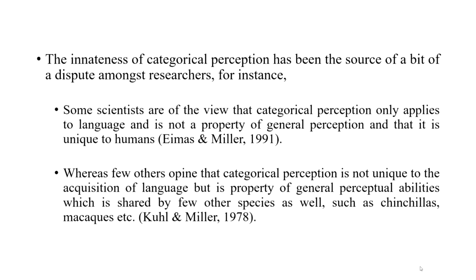But a lot of literature actually suggests the contrary, which brings me to the second point, which is that a lot of researchers also opine that categorical perception is not really unique to the acquisition of language. It is a property of the general auditory perception system, and is shared by a few other species as well. For example, the Japanese quail, the chinchillas and macaques even have this capability of being able to distinguish between phoneme categories, and at very early ages.